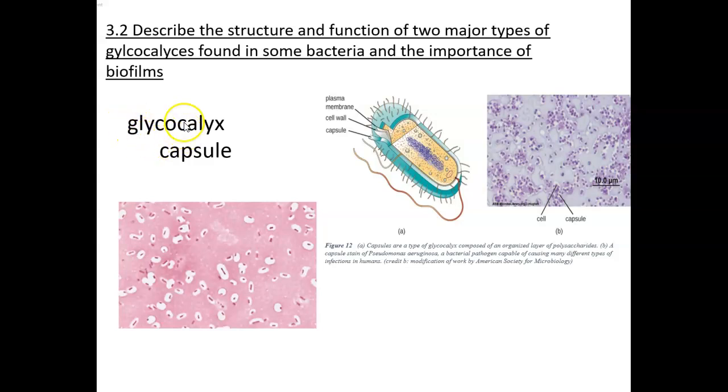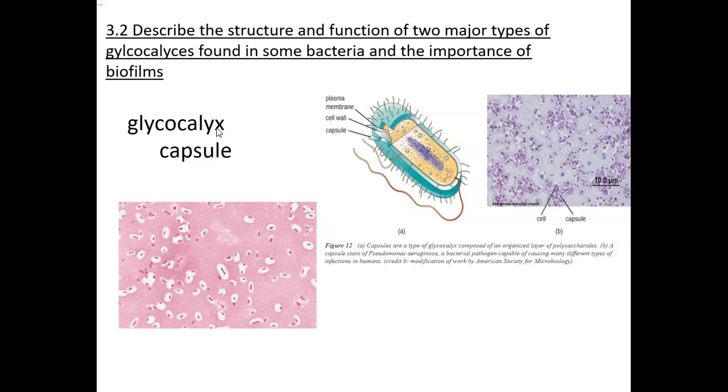Glyco kind of sounds like glucose, doesn't it? And it makes you think of carbohydrates. Glyco and calyx means an outer coat. So generally these are layers on the outside of the cell. In this cartoon, the glycocalyx would be on the outside, and this happens to be the glycocalyx in this case. It's called the capsule. So it's on the very outside of the cell, and it's made mostly of carbohydrates.